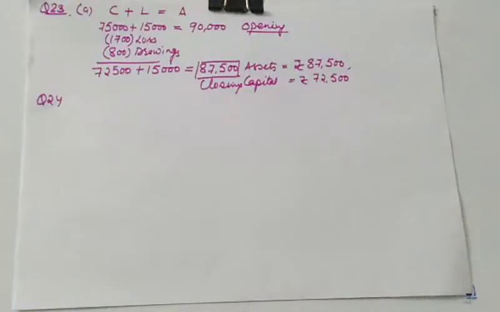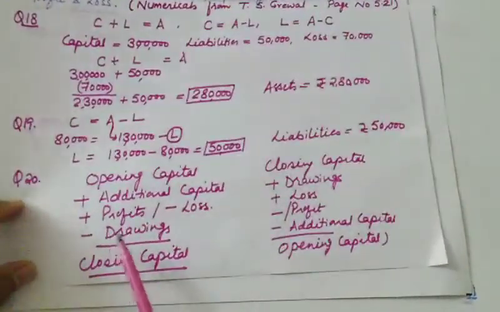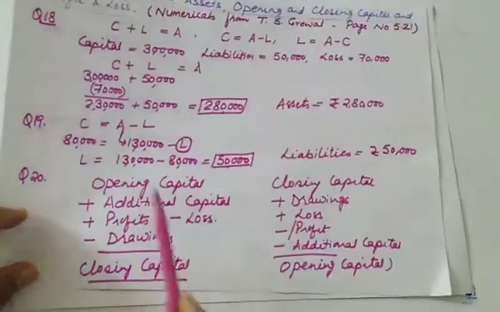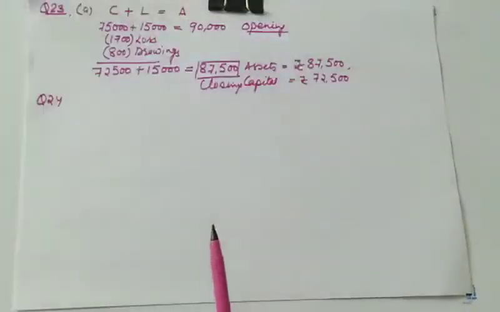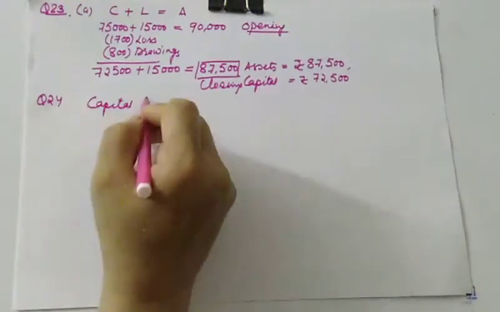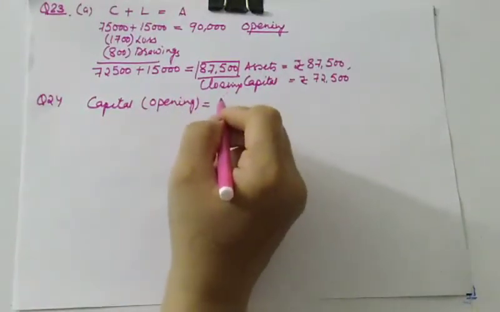And I told you the formula for closing capital: from opening capital you add additional capital, add profits, deduct losses, and deduct drawings in order to obtain closing capital. So let us apply this here. So Mohan has invested 10,000. This is the opening capital of Mohan. Opening capital of Mohan is 10,000.